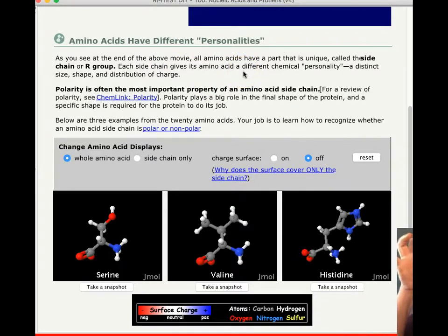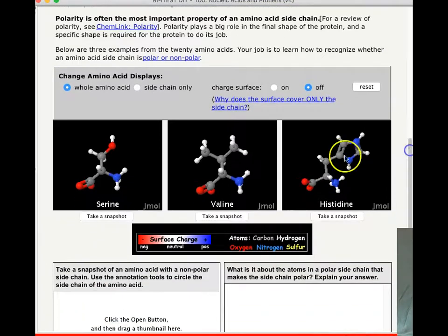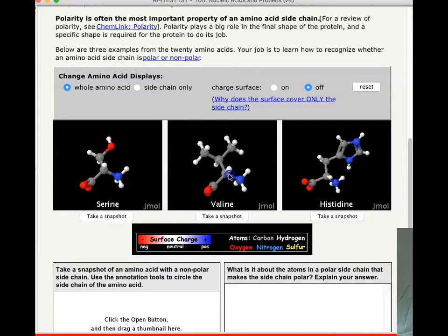They can make bonds, or they just have associations because they're charged. So let's look at a couple different amino acids down here. Let's look at the different options to display them. Here's serine. This is pretty simple. Here's valine. Gets a little bit more complicated. Here's histidine. The different part here is a ring.